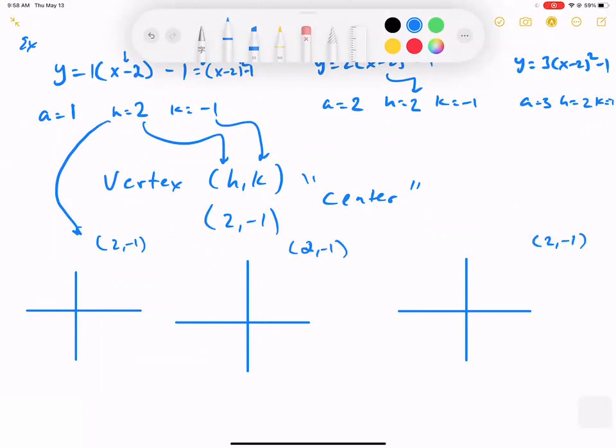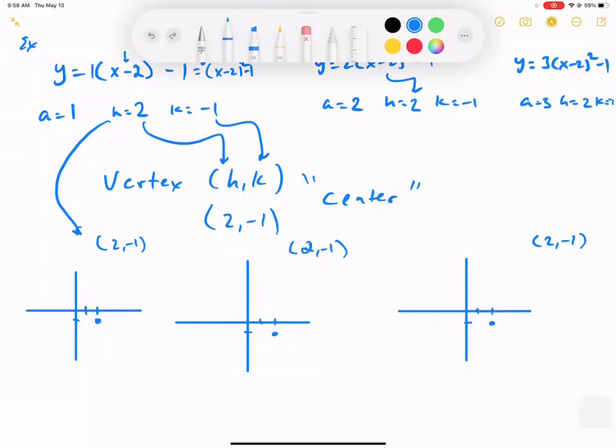So all these graphs, I'm going to graph on the same spot. Right 2, down 1. That is my vertex. That's it. That's the vertex. That's the center of the graph. Now I can tell you this graph is going to look something like that. Bam, bam, bam. You know what? 99%. I'm pretty darn close.